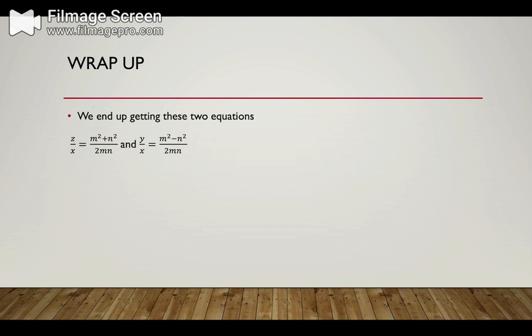And we end up getting these two equations: z over x equals (m squared plus n squared) over 2mn, and y over x equals (m squared minus n squared) over 2mn. We could break down these equations and actually get x, y, and z. As you can see, x is going to equal 2mn, y is going to equal m squared minus n squared, and our z is going to end up equaling m squared plus n squared. And there we go, we have our triplets.